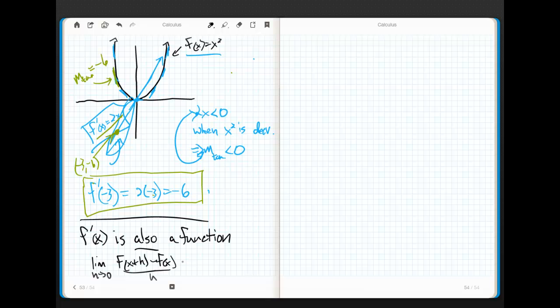So think about that. That is so cool. If f primed of x is also a function, then whatever we did to f of x, we can do to f primed of x. But we're getting a little bit ahead of ourselves.